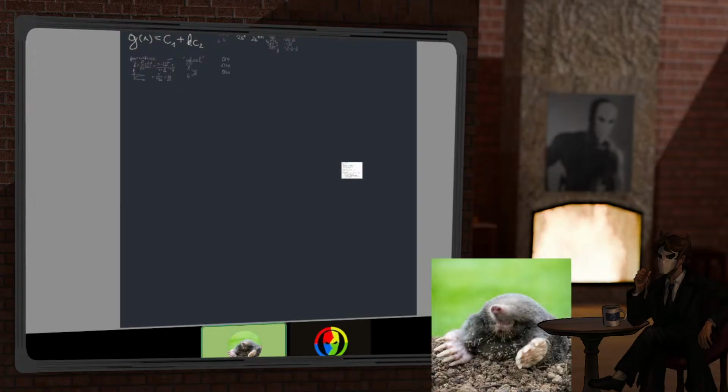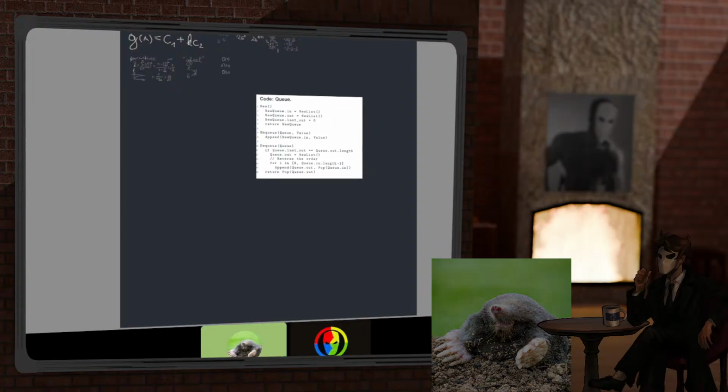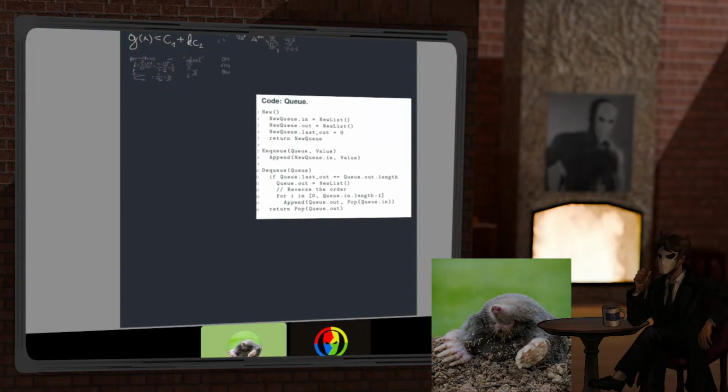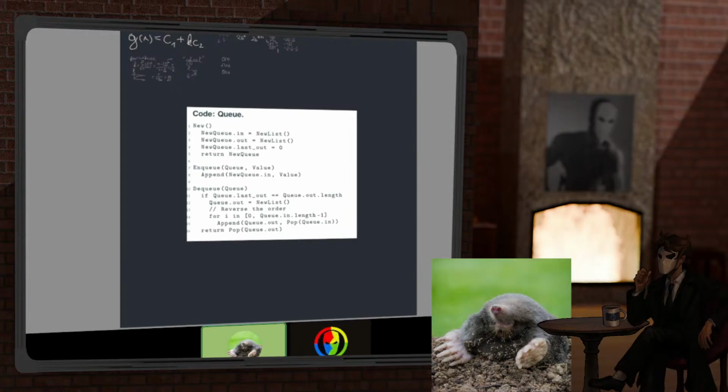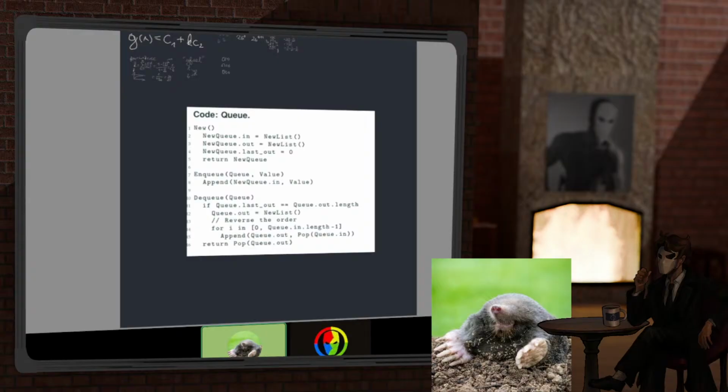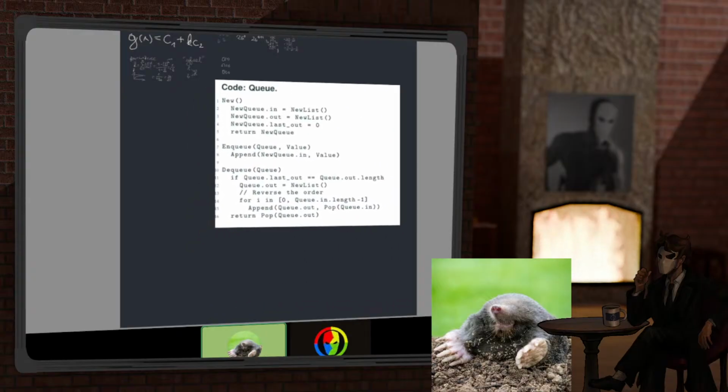Amortized analysis is a way of, instead of talking about a single call to a function or an algorithm, talking about a sequence of calls to algorithms.